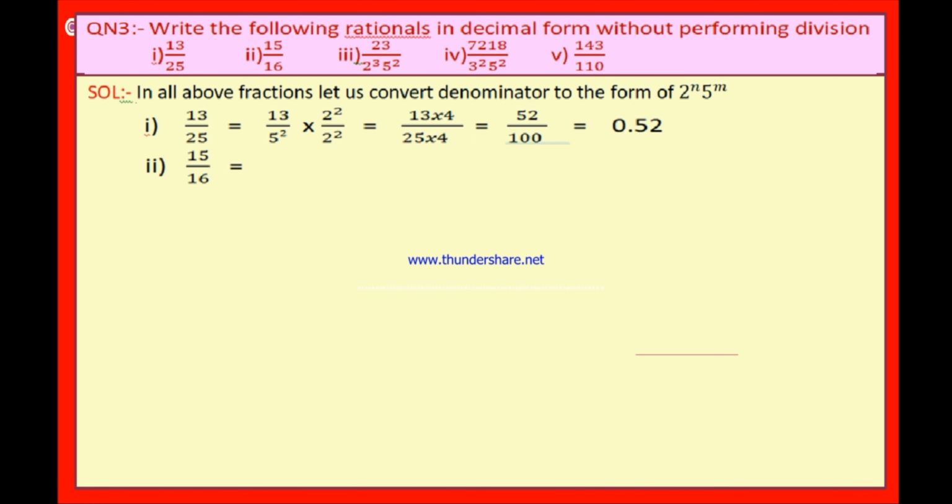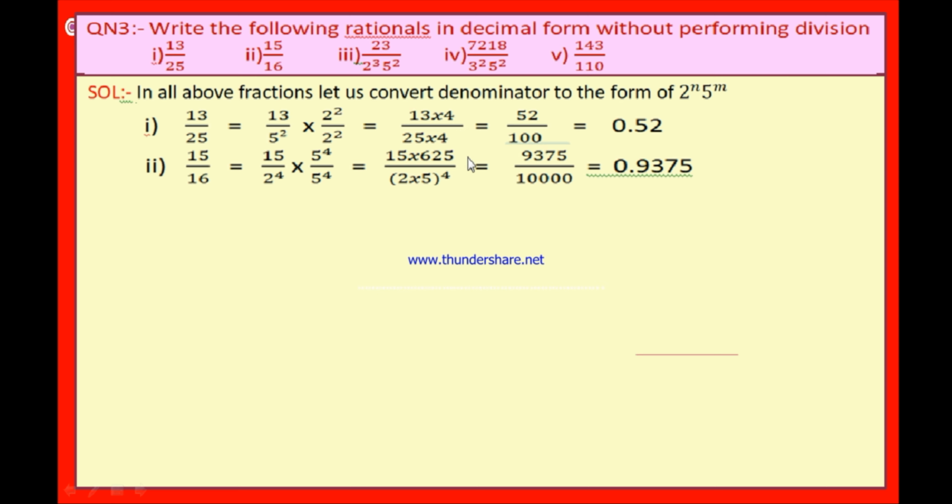And the second bit, 15 by 16. Now 16 can be written as 2 power 4. Since 16 is 2 power 4, let us multiply both numerator and denominator with 5 power 4, so that you will get 2 power 4 and 5 power 4 at the denominator. Okay, 15 into 5 power 4 is 625. The denominator is 2 power 4 into 5 power 4, which is (2 into 5) whole power 4.